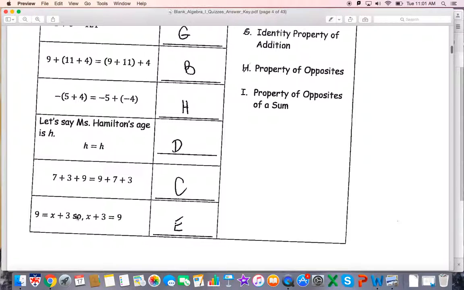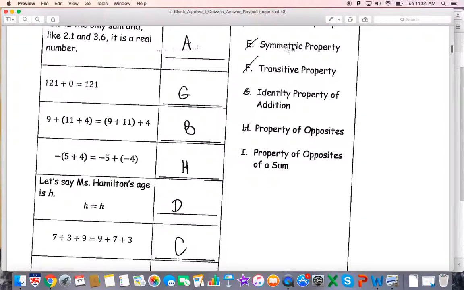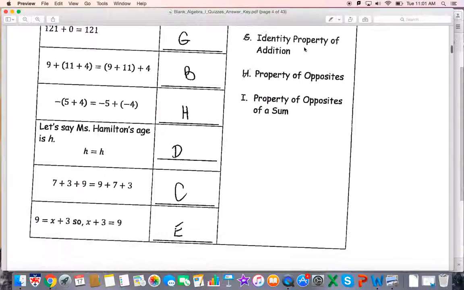All right. And so now here, it doesn't matter if I have 9 equals x plus 3. It's actually the same thing as x plus 3 is equal to 9. So I could have A is equal to B or B is equal to A. Same exact thing. And that is called the symmetric property. All right, so we have to know those.